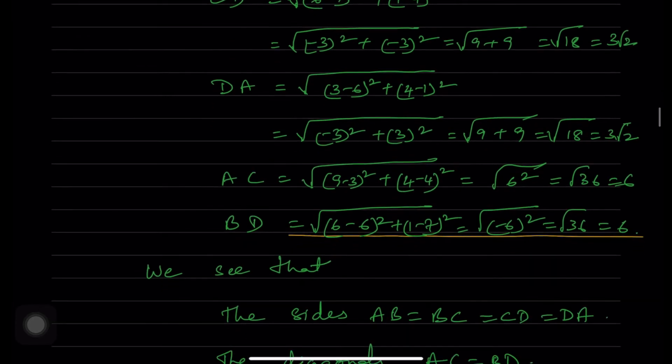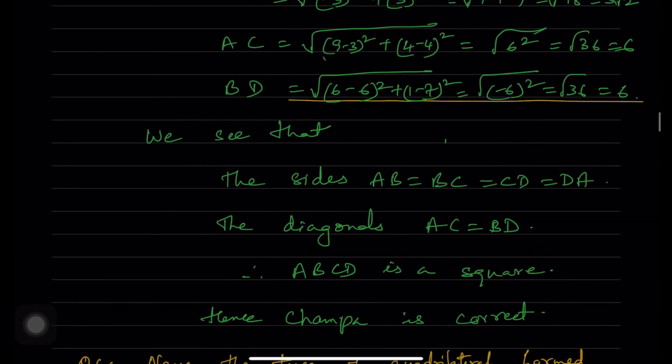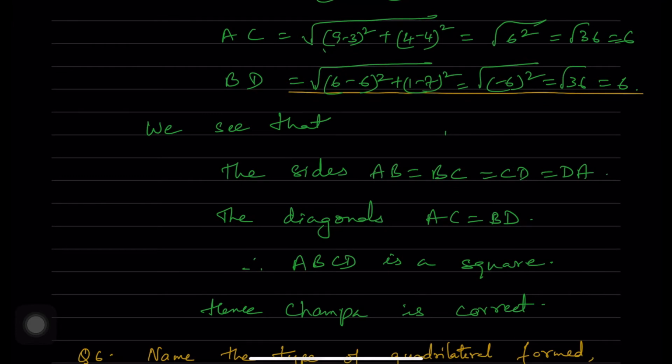So therefore, again, we are checking the diagonals also. In the diagonals part, you are having AC is equal to root of (9 minus 3) whole square plus (4 minus 4) whole square. So you are getting 6 square, which is equal to root 36, that is 6. And similarly, BD is also 6. We are getting it as root 36, so that is equal to 6. So we can see that since all the sides and diagonals are equal, therefore it forms a square.